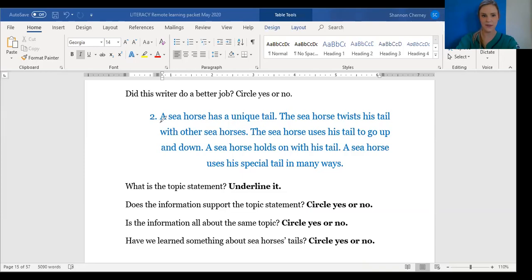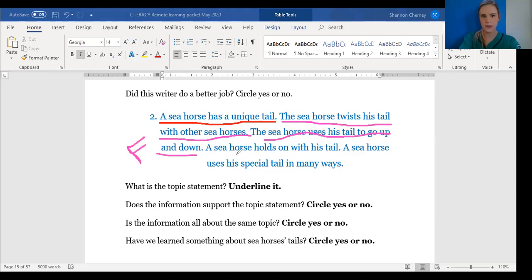Nice. You should have underlined "a seahorse has a unique tail." Does the information support the topic statement? So I want you to label the part that includes the facts and details, the information. Label that F for fact. It's going to be right here, and it goes all the way here. This sentence, and then this sentence, and this sentence. We can label that fact.